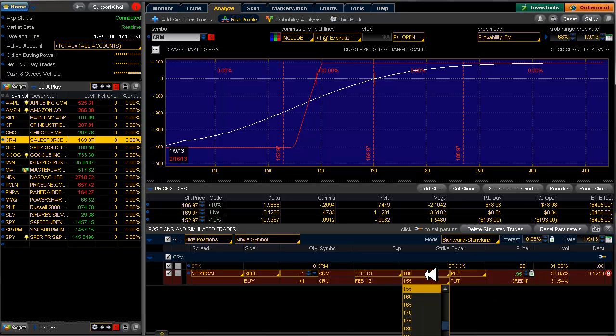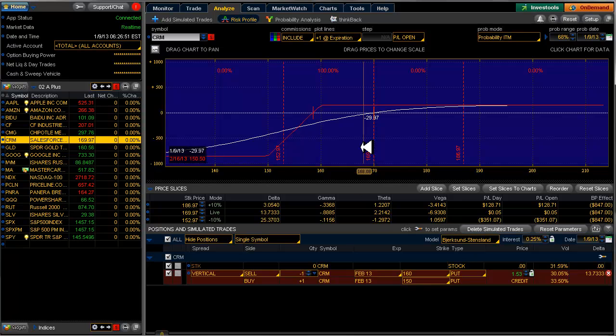If we say we bump this up to a 10 strike difference, that's 150. Oh, it doubles your risk, but it doesn't double the profit. So we'll leave that alone. We'll leave it at 55.